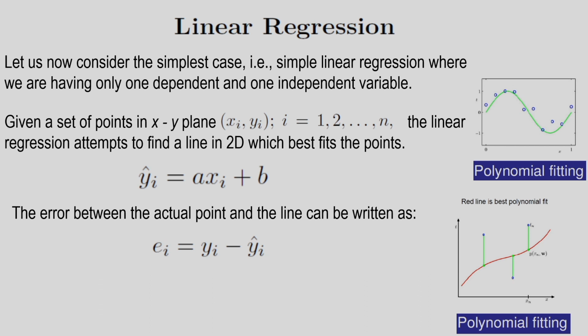Let us now consider the simplest case, that is simple linear regression, where we have only one dependent and one independent variable, and simple linear regression boils down to the problem of line fitting on a 2D xy plane. So suppose, given a set of points in the xy plane, x and y coordinates, linear regression attempts to find a line in 2D which best fits the points. So that is the concept of linear regression.